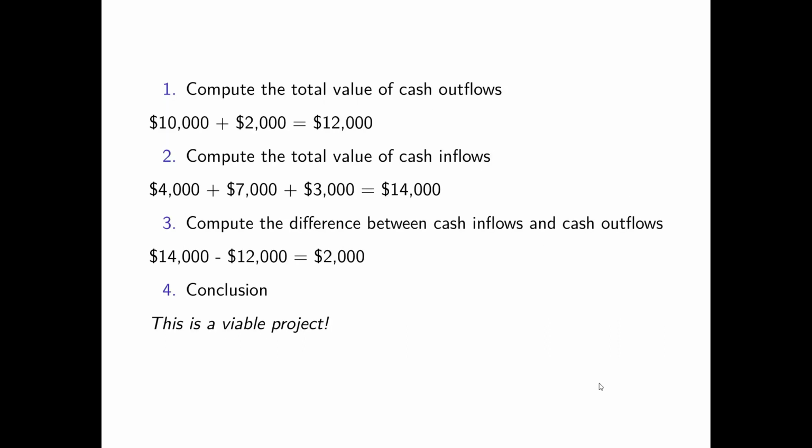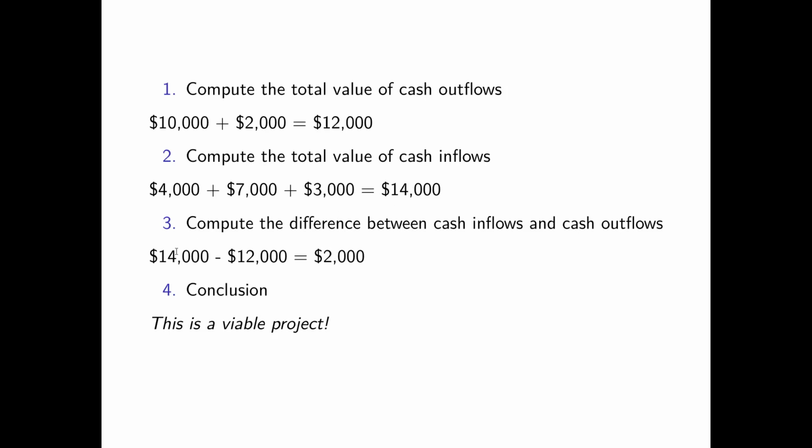So someone may say, okay, let us look at all the cash outflows. $10,000 plus $2,000, that's a $12,000 investment in the project. And let's now look at all the cash inflows. So this is how much money we're going to make. 4,000 plus 7,000 plus 3,000, and that's 14,000.